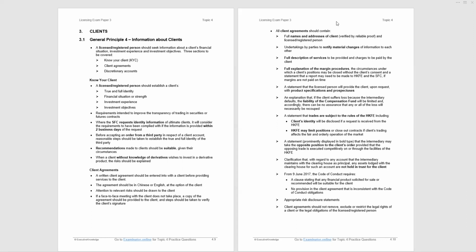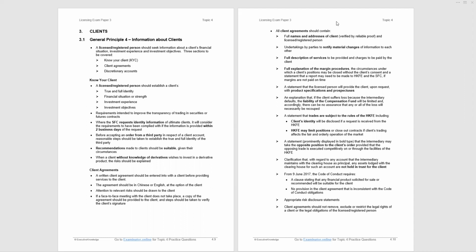So know your client. The licensed registered person should establish clients' true and full identity, their financial situation, strength, their investment experience, and their investment objectives. You want to know about your client. The idea behind this is to improve transparency. Now, where the SFC requests identity information of the ultimate client, then you've got to give it to them within 2 business days. And you should take reasonable steps to establish true and full identity of any third party in respect of a client account.